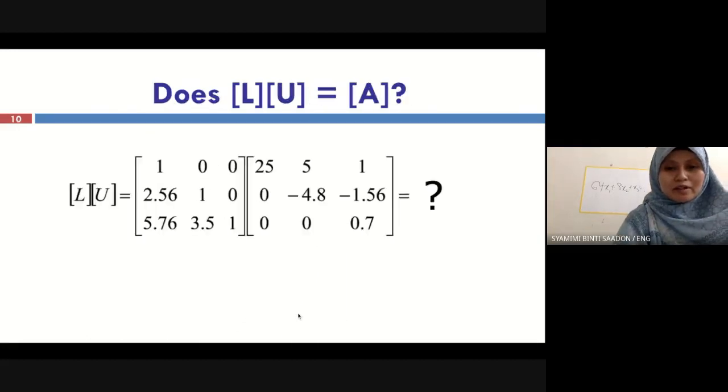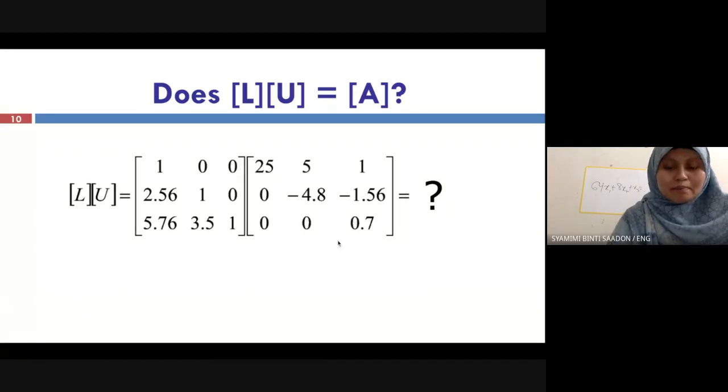If you want to confirm the calculation that you have done, whether you have correctly decomposed the matrix A in terms of lower and upper triangular matrix, then you multiply back. Just multiply back and see whether you get the matrix A or not.